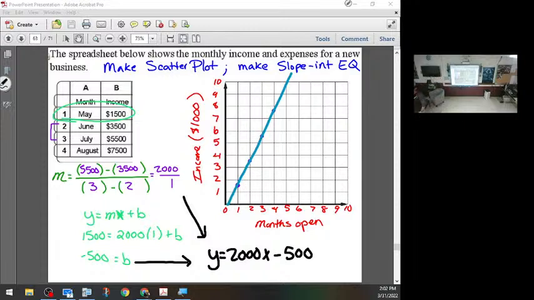And because it was not just a scatter plot, it was actually a linear function, they should have all ended up on the same line. No matter which points you chose, you should have ended up with this. Okay?